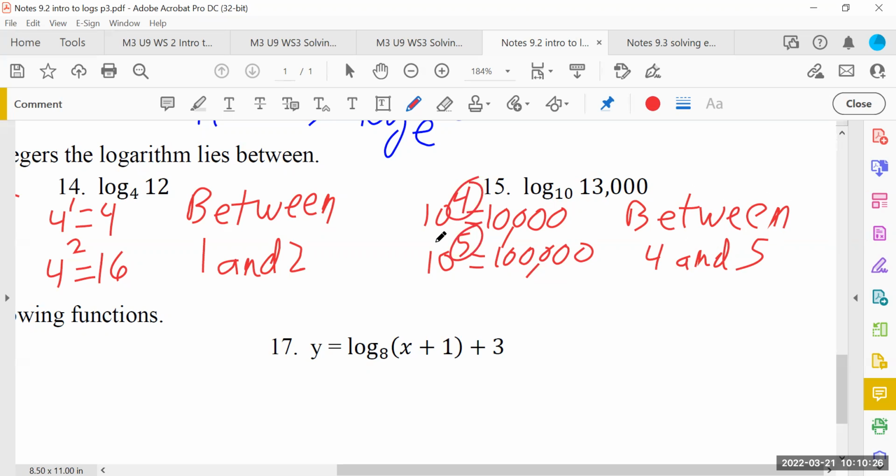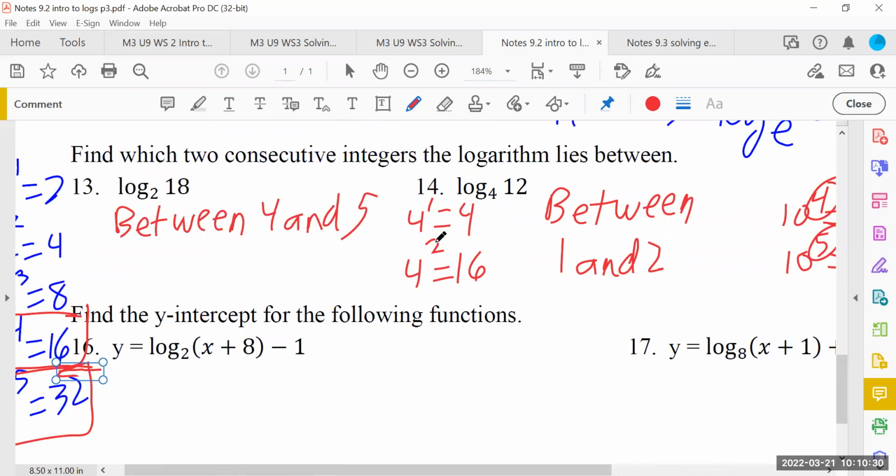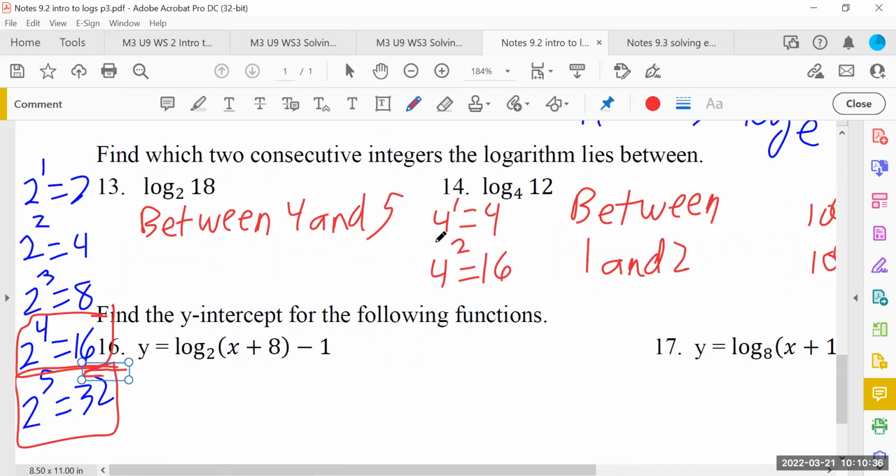The last thing that we didn't quite make it to on Friday is finding y-intercepts, getting ready for graphing, not actually graphing yet. Eventually, not yet. So 16, find the y-intercept for the following functions. Well, every time you want a y-intercept, we make x 0. This is no different. You want the y-intercept, you make x 0.